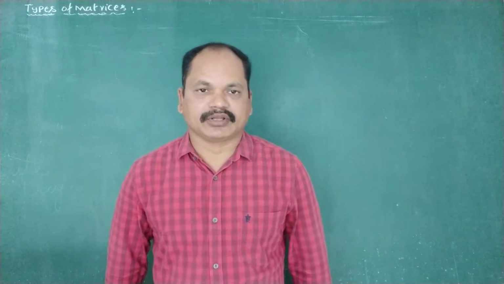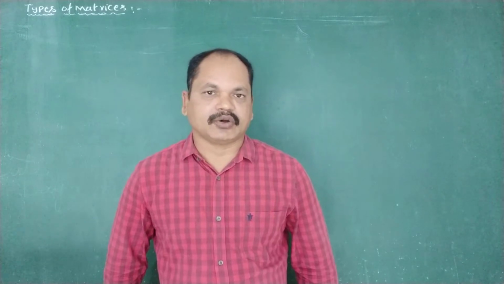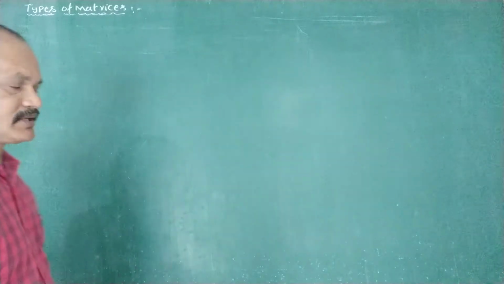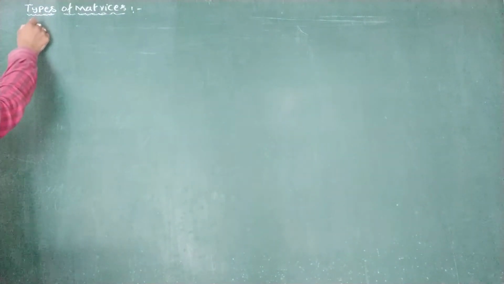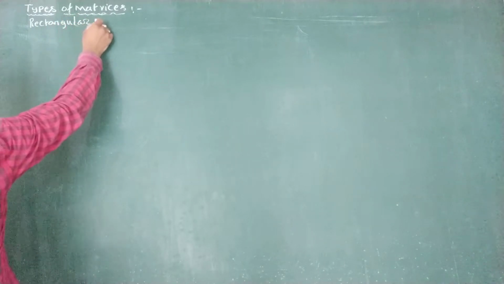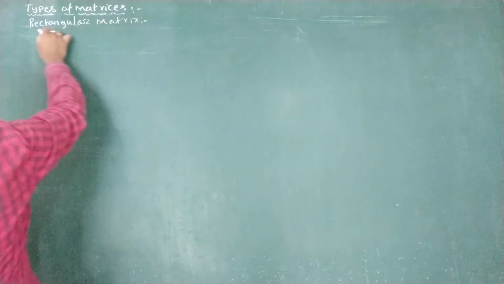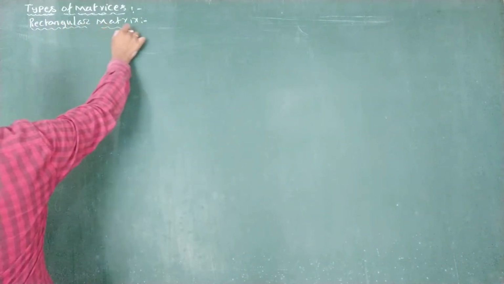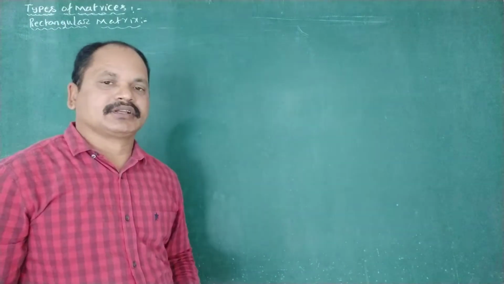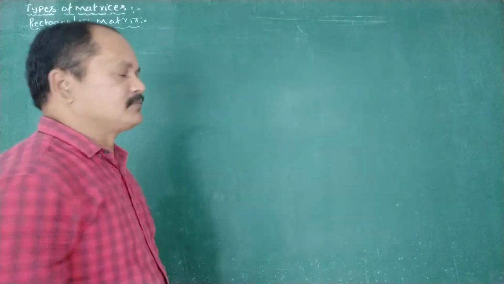Dear students, we are going to the chapter-wise concept, that is matrices and determinants. Now, types of matrices. Now we are going to another type, that is rectangular matrices. If a matrix is said to be a rectangular matrix, then it contains the number of rows not equal to the number of columns.